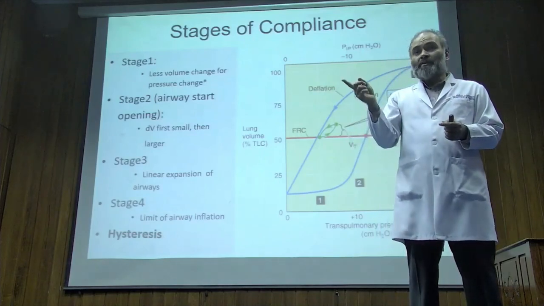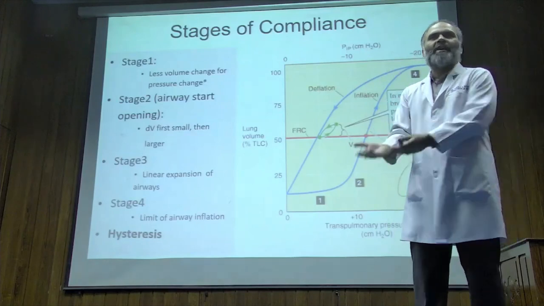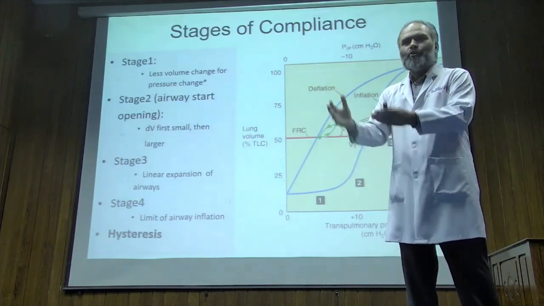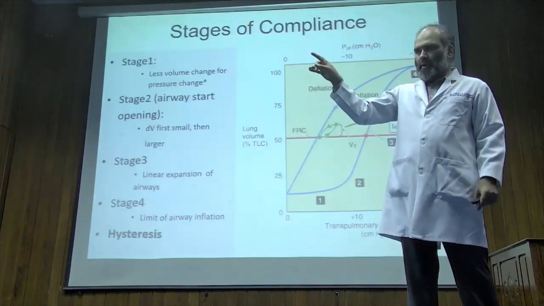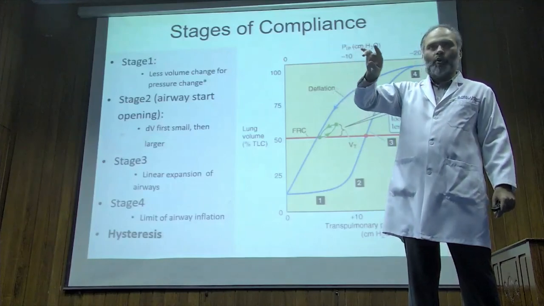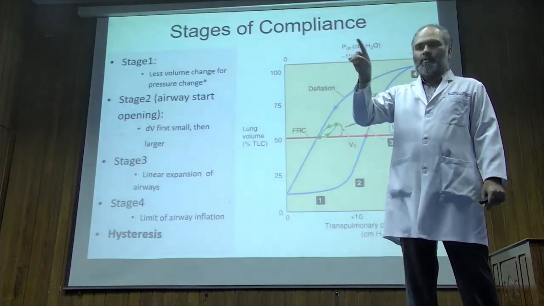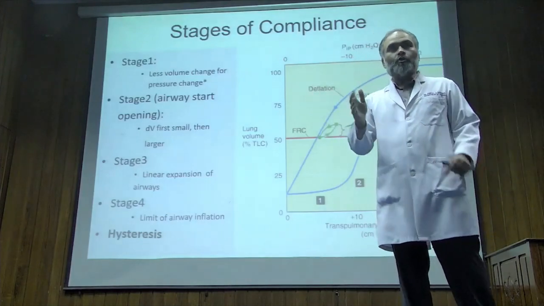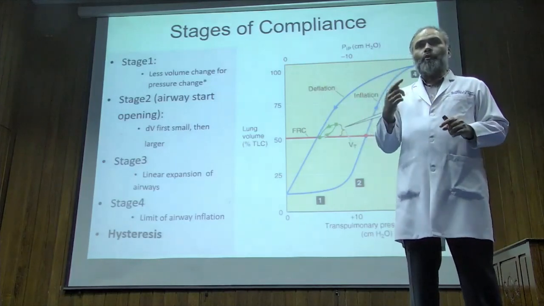Okay, but what happens in expiration? You are doing something that the lung likes. The lung likes to recoil and you are exhaling the lung. No problems. It could be one smooth drop, one smooth crescent. Inspiration, expiration, because you are going with the recoil. In inspiration, you're going against the recoil and the surface tension that you mentioned. Okay. More on this tomorrow.